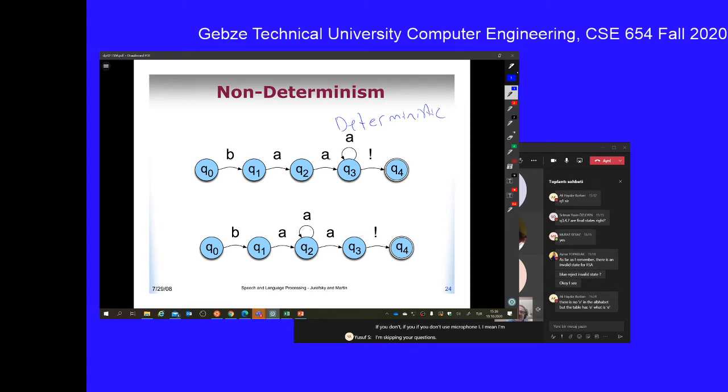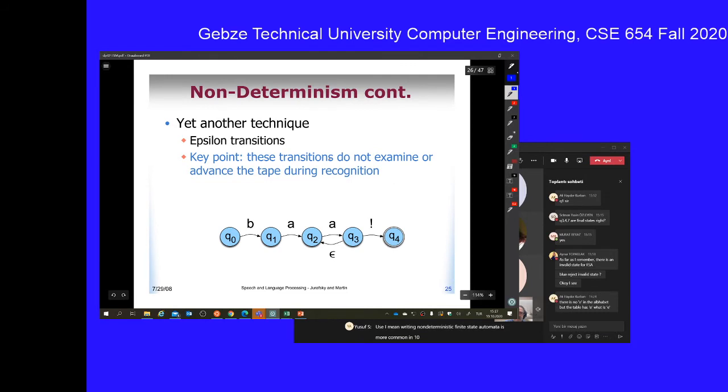Okay, so determinism and non-determinism is something that we are going to use. Deterministic ones are easy to handle because we have a very nice algorithm there. Non-deterministic ones, we like them because they are so powerful to use. Writing non-deterministic finite state automata is more convenient than deterministic ones. And this is another way of building non-deterministic finite state automata using epsilon rules.